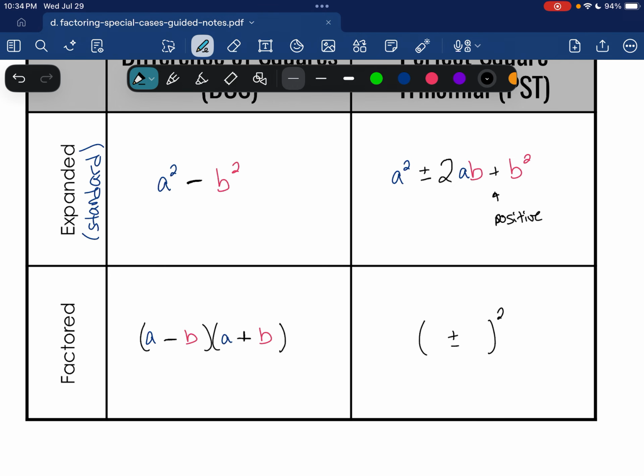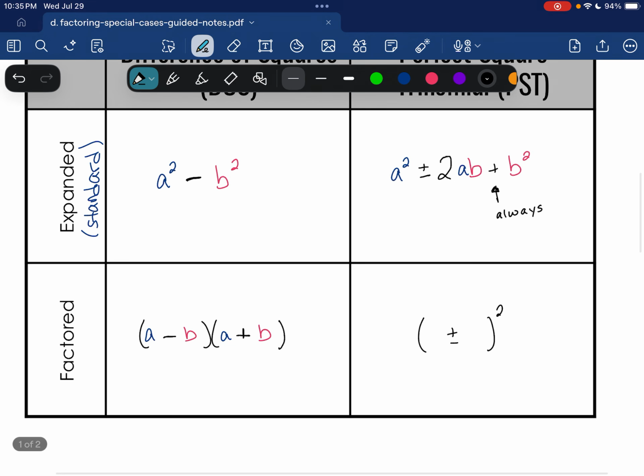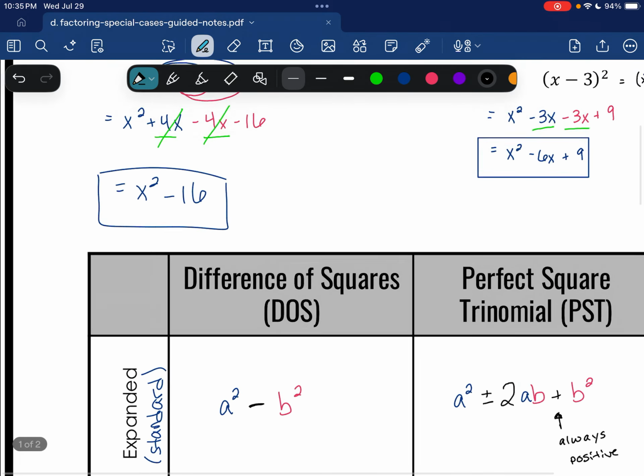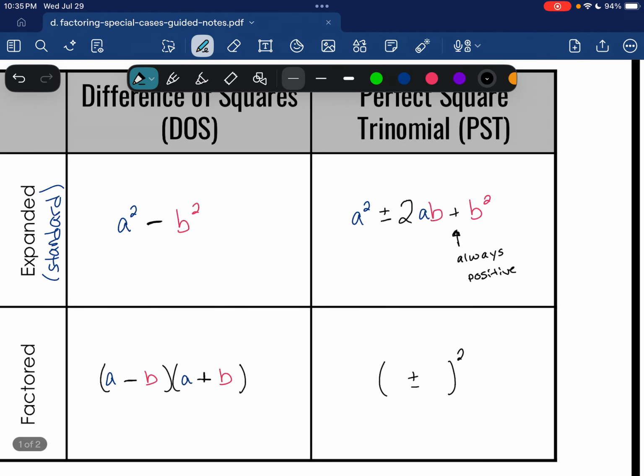All right, always positive. And then this one here, it's always the same sign. I guess I can write in over here that this is always negative. The difference of squares. All right. Fill in my A, fill in my B.